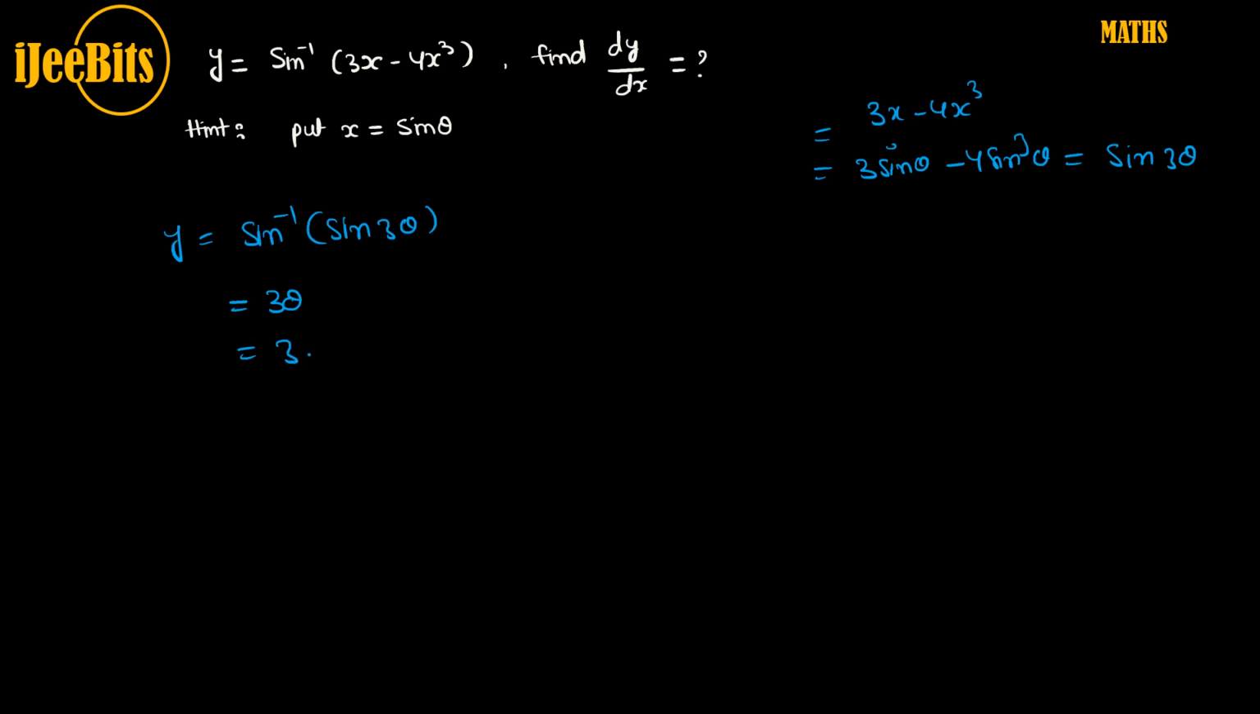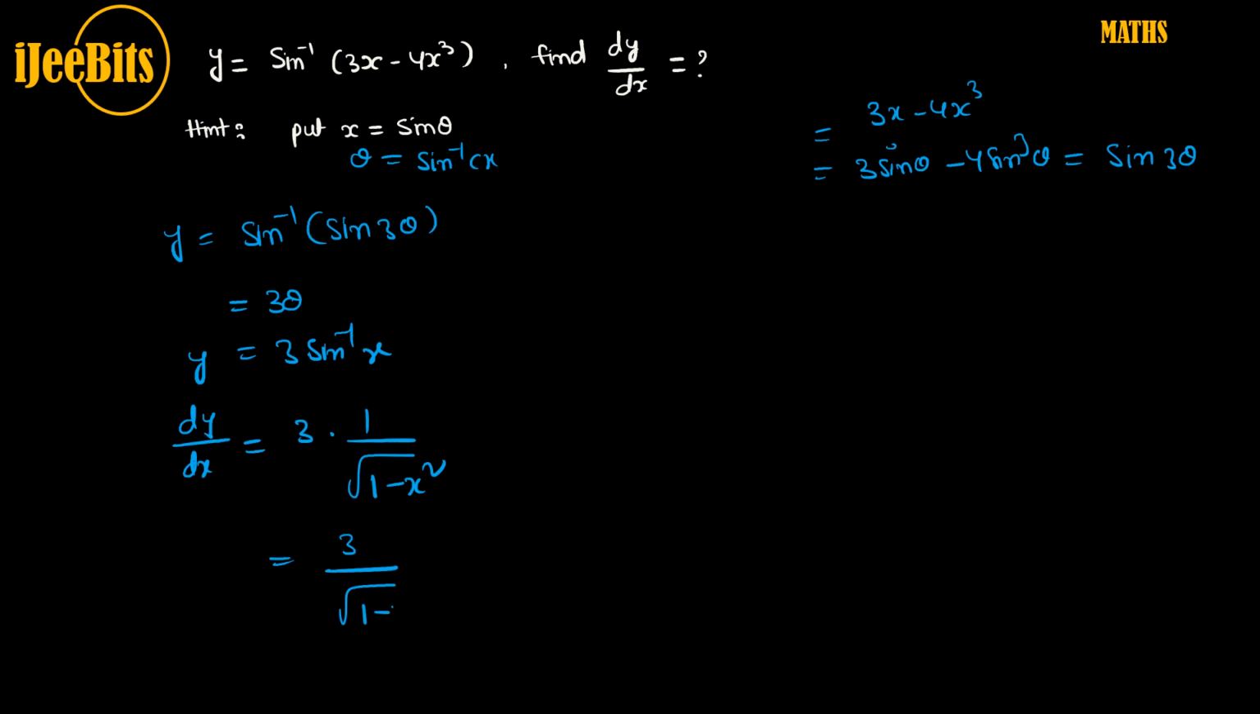So you have to apply: theta means how much? Theta equal to sin inverse x. Correct? When x is equal to sin theta, theta equals sin inverse x. So you have to replace it with sin inverse x. So actually the problem given is y equal to 3 sin inverse x. Now you can apply dy by dx. What do you get for sin inverse x? Do you remember the value? 1 by root over 1 minus x squared. So the answer would be 3 by root over 1 minus x squared. Okay.